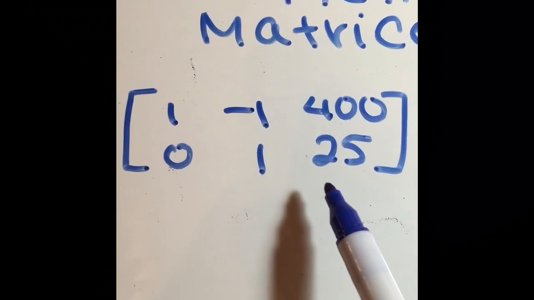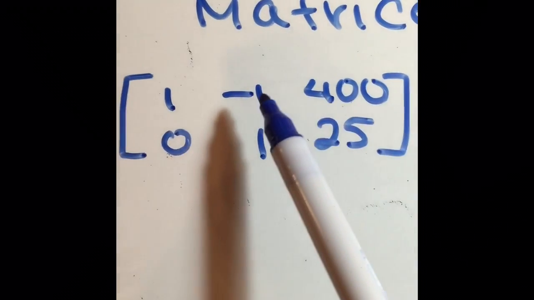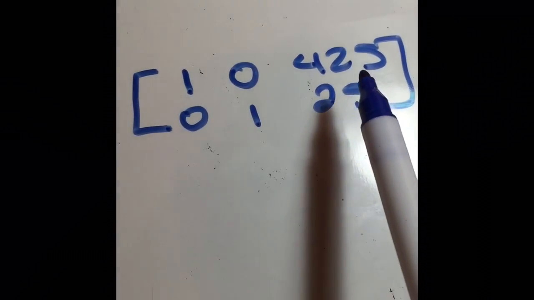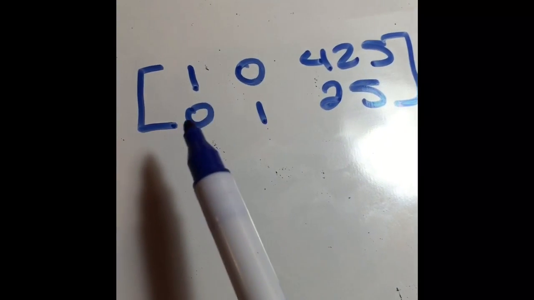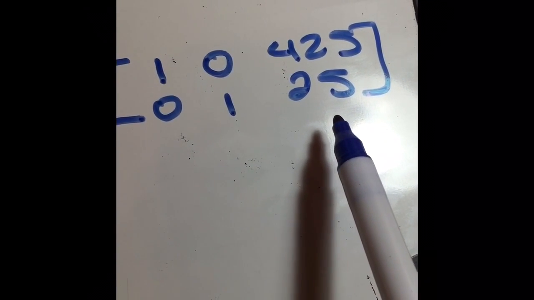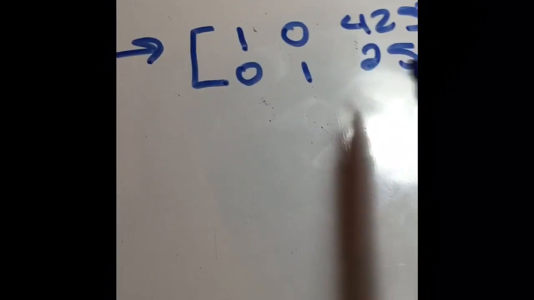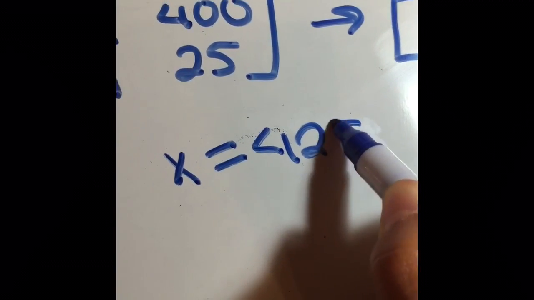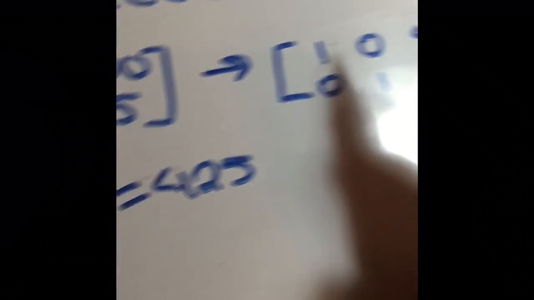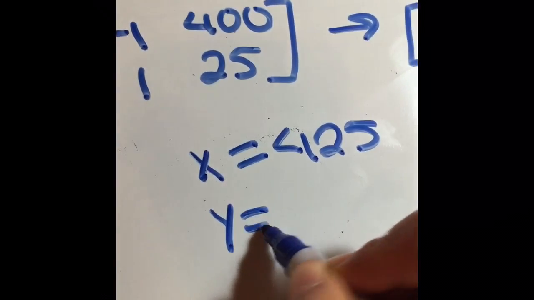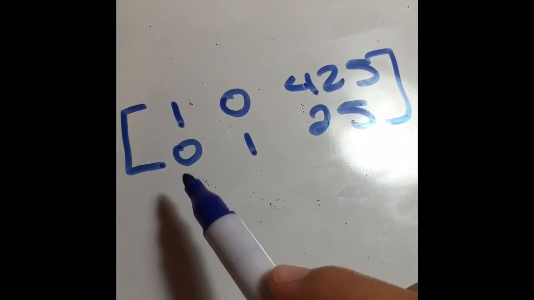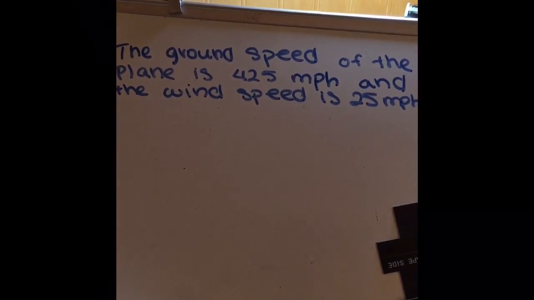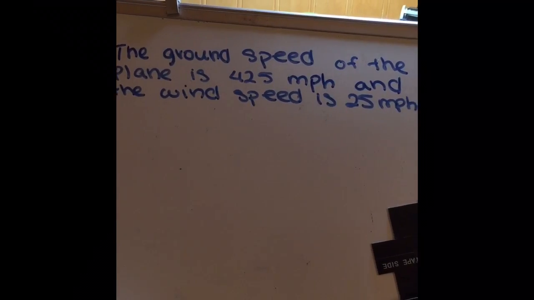The last step is to add the second row to the first row so we could have 0 as our y value in the first equation. When we do that, we get 1, 0, and 425 as our constant for the first equation, and 0, 1, and 25 for the second equation. And these two are our solutions. So when we rewrite these equations, we get x equals 425 in the first equation, and y equals 25 in the second equation. So the answer will again be the ground speed of the plane is 425 miles per hour and the wind speed is 25 miles per hour.